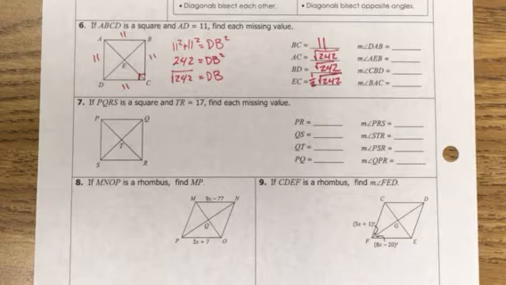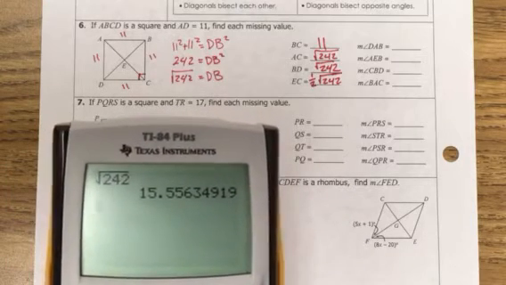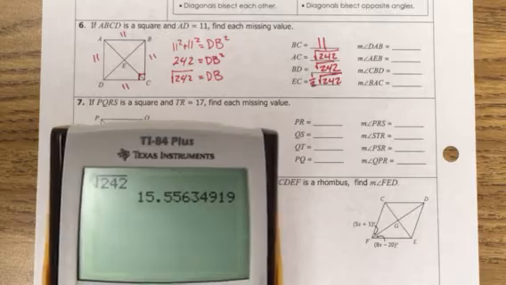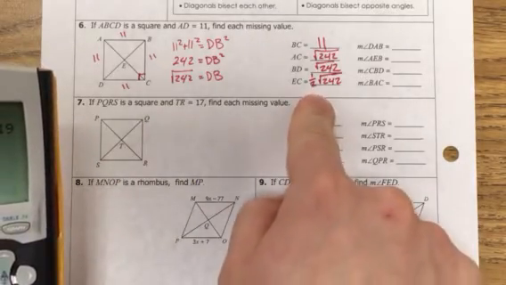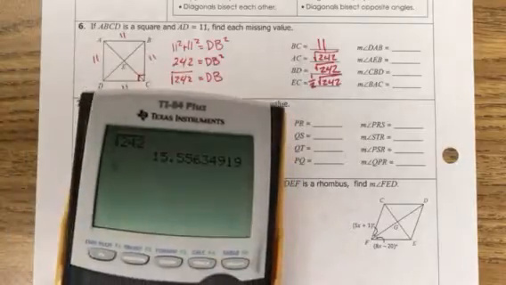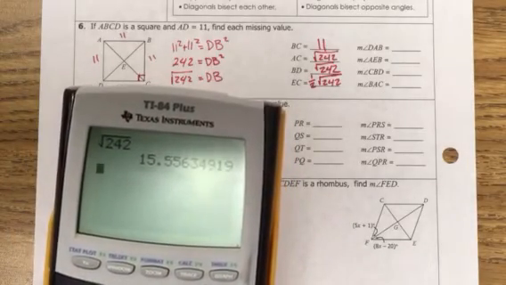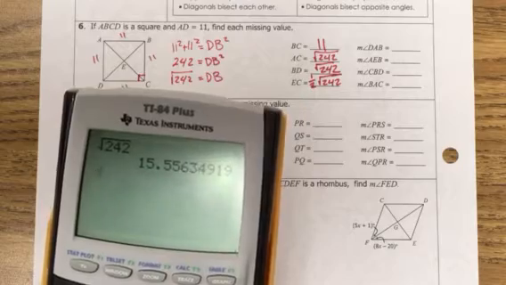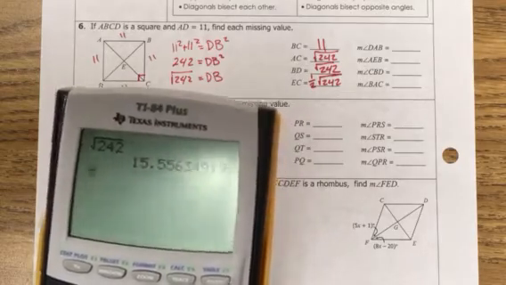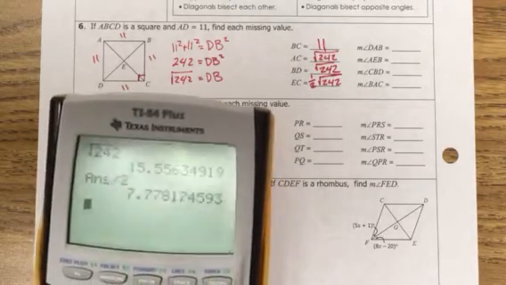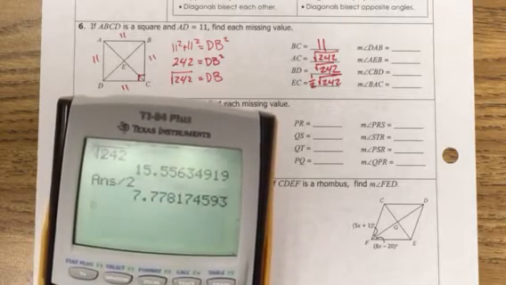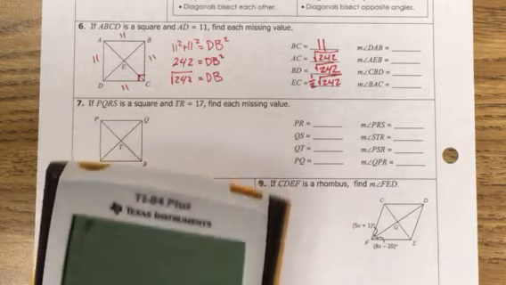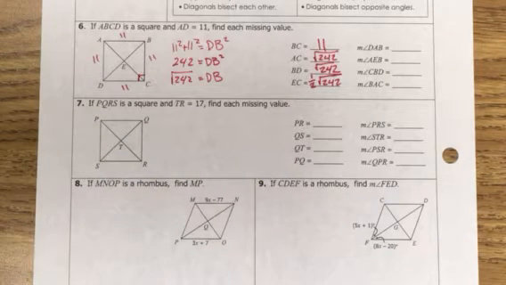Knowing that BD is about 15.56, I could look at half of that. EC would be about 7 3/4, 7.75, somewhere in there. If I divide by 2, I could easily find that decimal number, but right now it's easier to leave it in radical form so we're not dealing with irrational numbers and not having to round. Let's go ahead and look at angles.